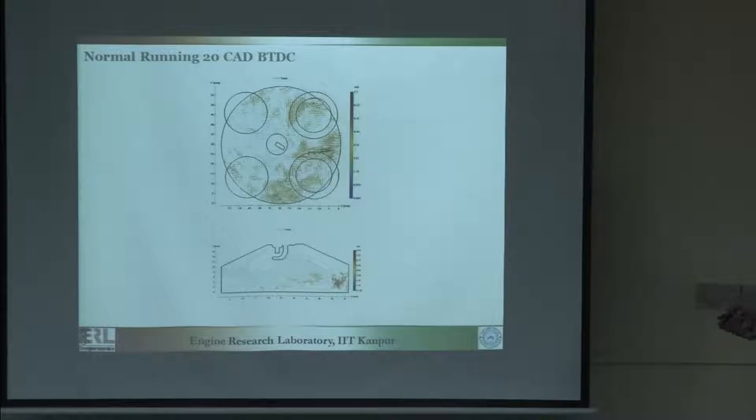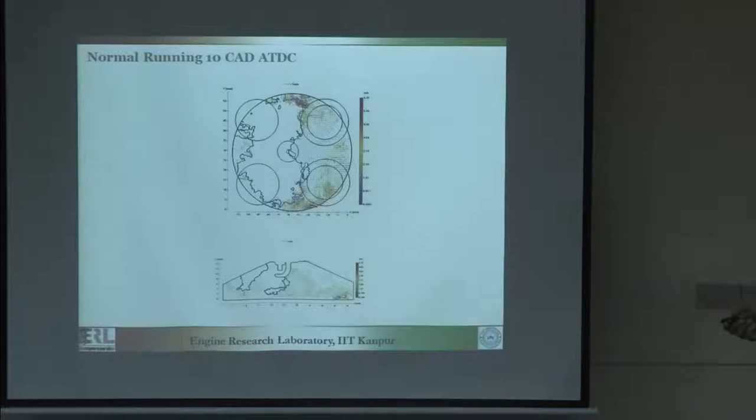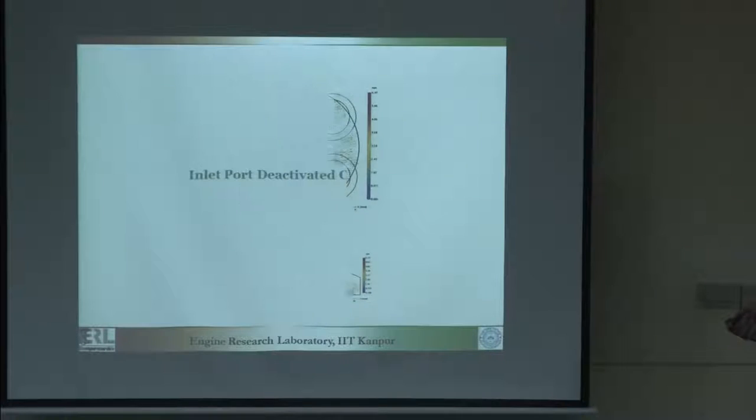So this is how we, I will play it very quickly so that you get a feeling of a movie. So this is 20, we applied the spark at 25 BTDC. So up to 15, 10 there is nothing. Then this is TDC 10 and this is 20.